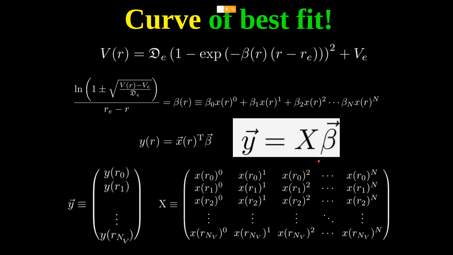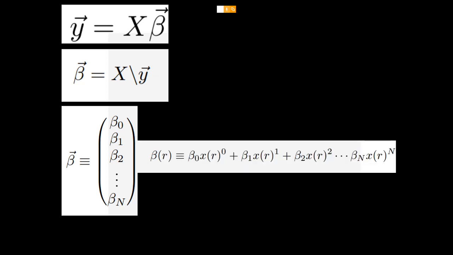Okay, so y equals x times b, we know how to solve that. Beta equals x backslash y. That's easy to do in MATLAB or Julia or Octave. Harder to do in Python, but still possible to do. Now I'm reminding you, beta is just beta 0, beta 1, beta 2, all the parameters that we want to optimize or to train. When we train these parameters, we end up with a function.